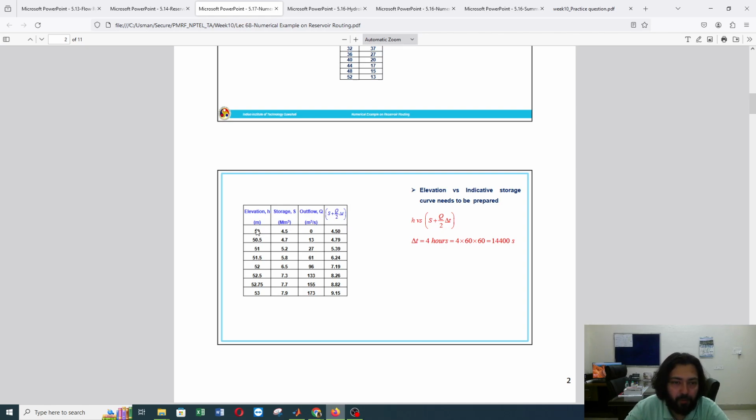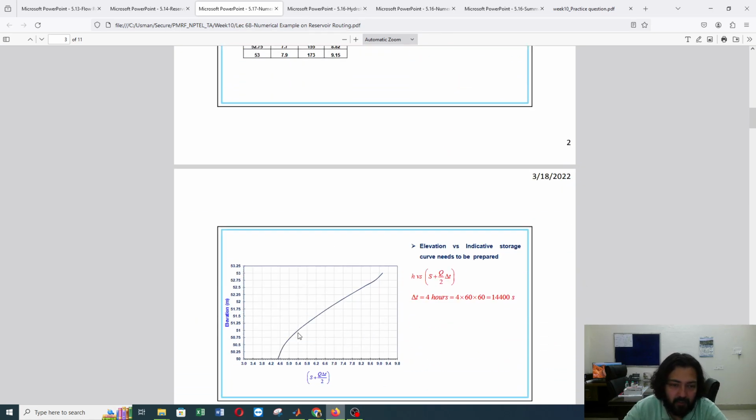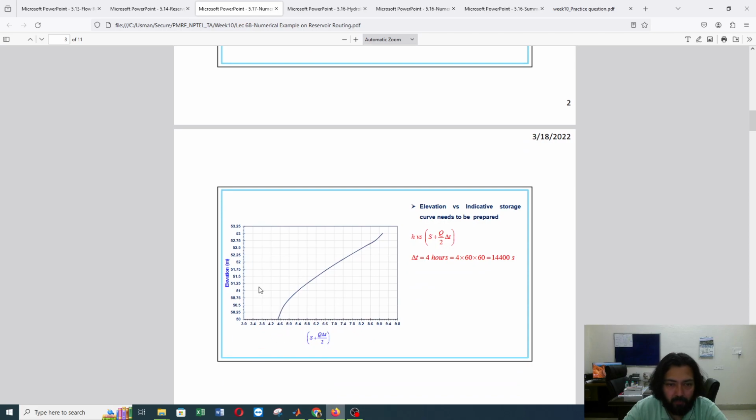Now we are going to plot elevation, that is the first column, versus S plus Q delta T by 2, that is the fourth column. So we are going to plot a curve. This is the curve on which H is on the y-axis and the indicator storage is on the x-axis, right? So we have plotted this curve. This is the curve between elevation versus indicator storage. So this is the first step.